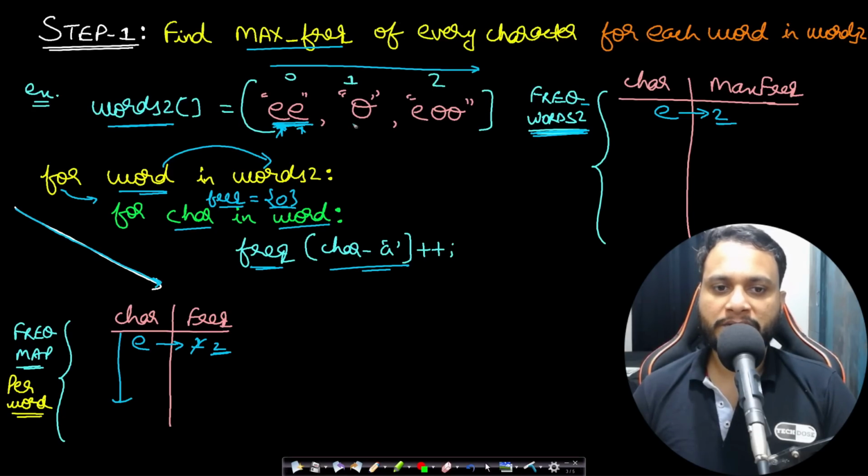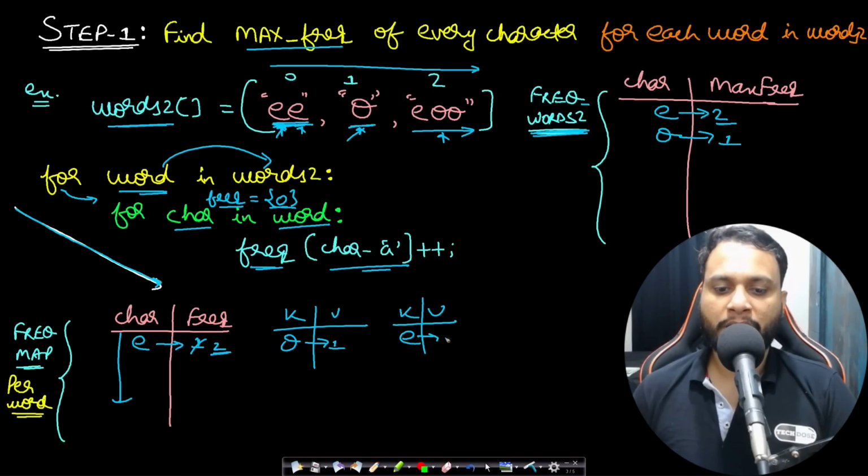Now once we are done with this word E, I will repeat the same with O. I will be resetting this map, so all the entries will be gone, and you can imagine that I will again have a key-value pair where O has one frequency. Once I am done with this word, it will again be set in the frequency words 2. So O will have an entry with frequency 1, and I will go for each of the characters in words 2. In this case, you will find that E has a frequency of 1 and O has a frequency of 2 times.